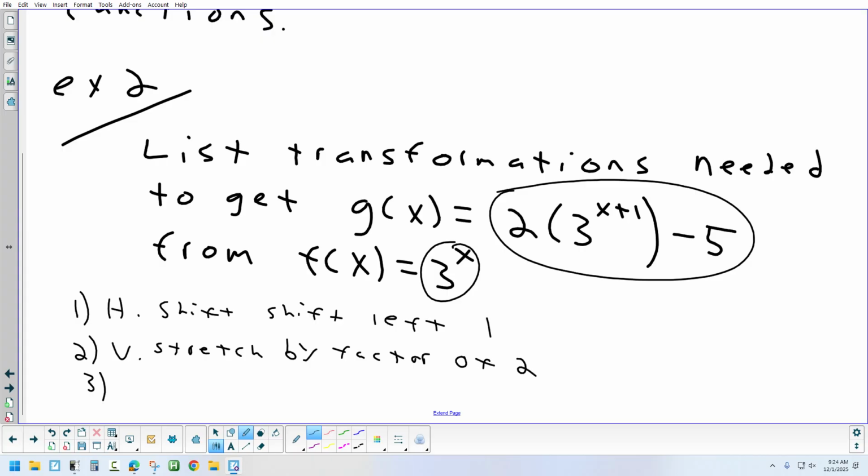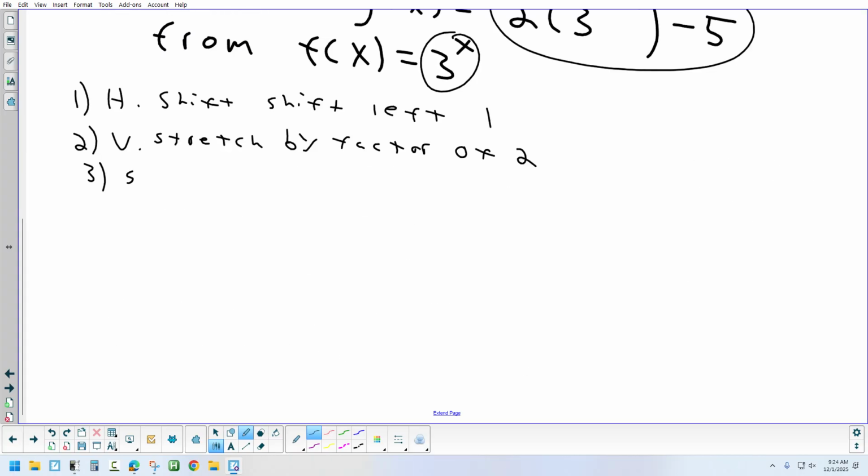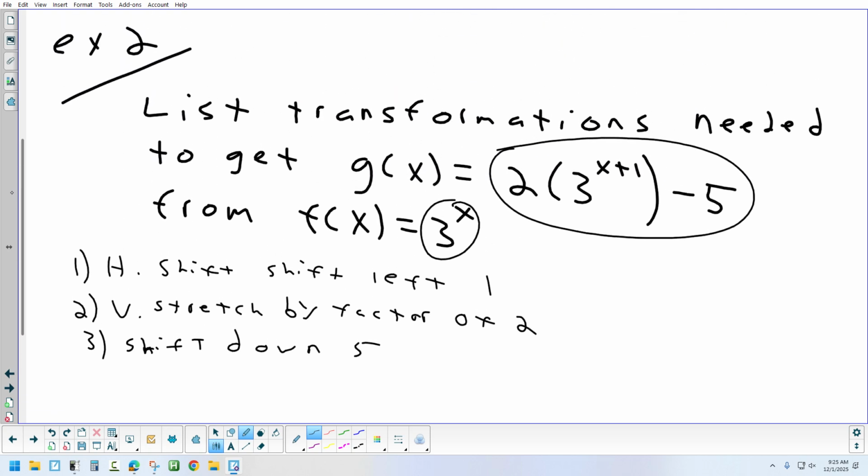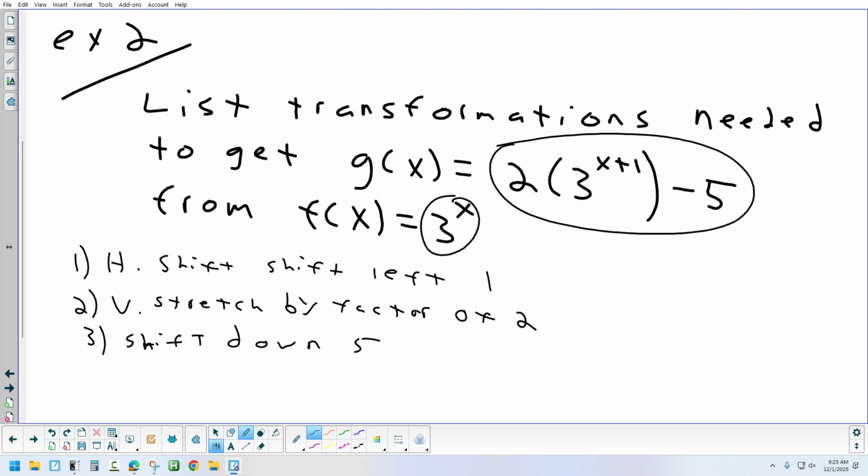And we only have one number left, that's the -5. And what does that do? Vertical shift down 5. Yep, so shift down 5. And that's it. Those are your 3 transformations.